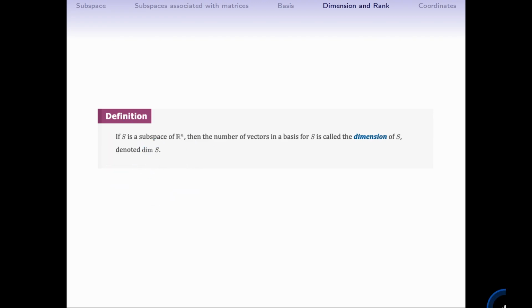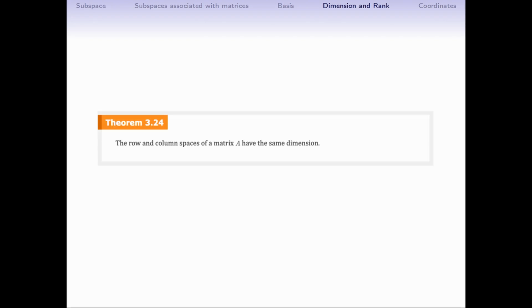So if you want to find the dimension of a subspace, all you have to do is find a basis, any basis for that subspace, and count the number of vectors in that basis. That number will be the dimension of S. Now let's put this concept to use. Let's look at theorem 3.24, and this is telling us something very important about a matrix. The row and column spaces of a matrix A have the same dimension. Let's go to the document camera and look at a proof of theorem 3.24.